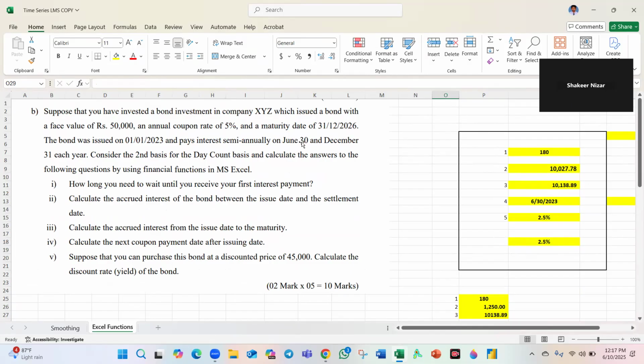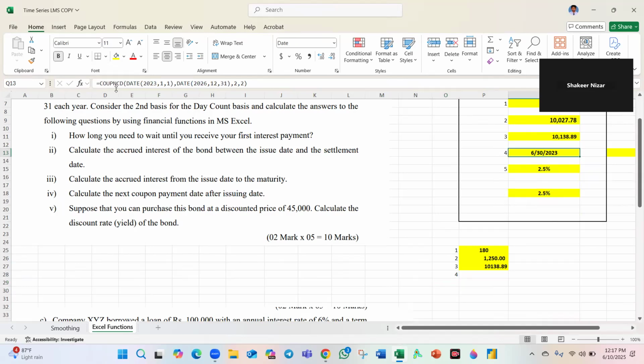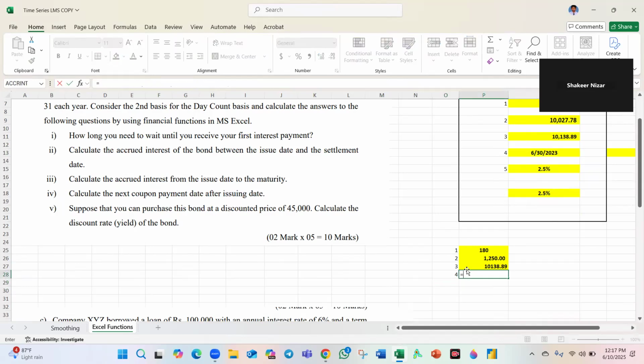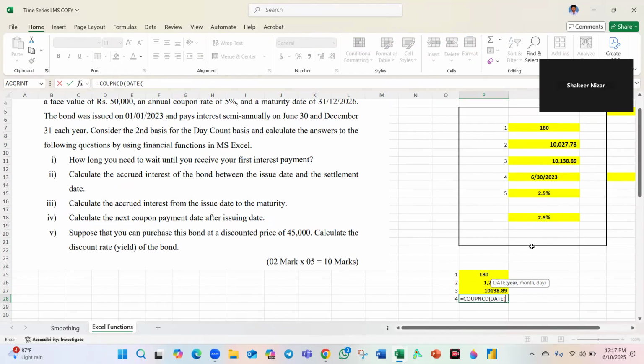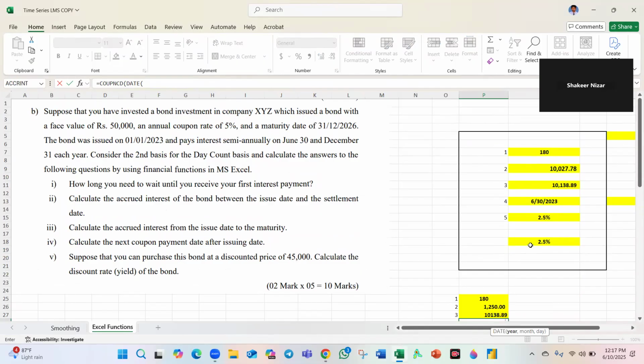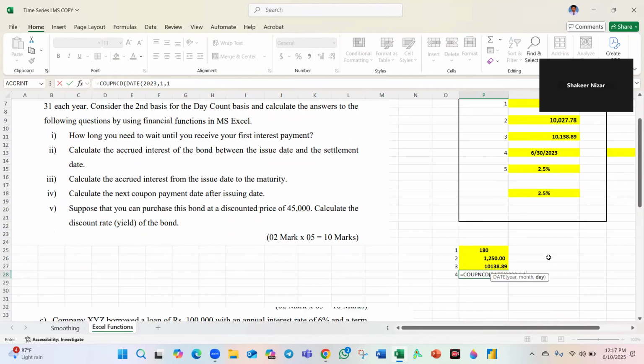2023, June 30th. How to calculate the next coupon payment date? Here, the function COUPNCD. COUPNCD returns the next coupon payment date after the settlement date. Settlement date is the issue date. After the issue date, 2023 January 1st, sorry, Jan 1st.